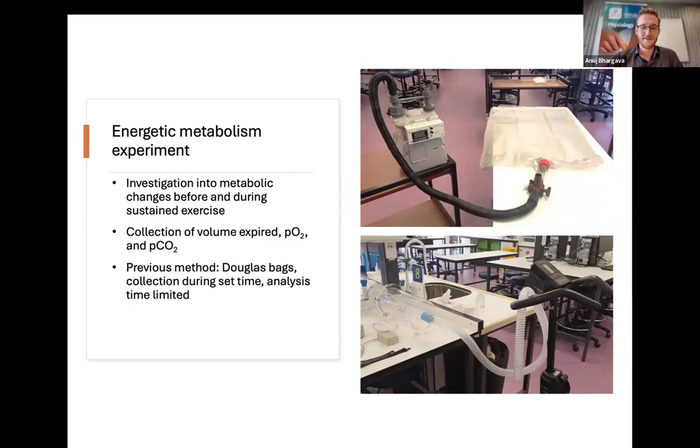In recent years, however, we have, like I say, upgraded our measurement equipment to include the mixing chamber and the flow head from ADI, as seen below, which allows us to instead constantly measure the gas partial pressures and also the volume of expired air, respectively.